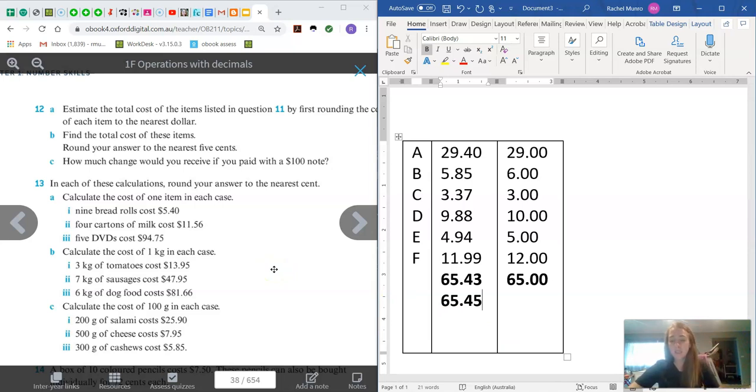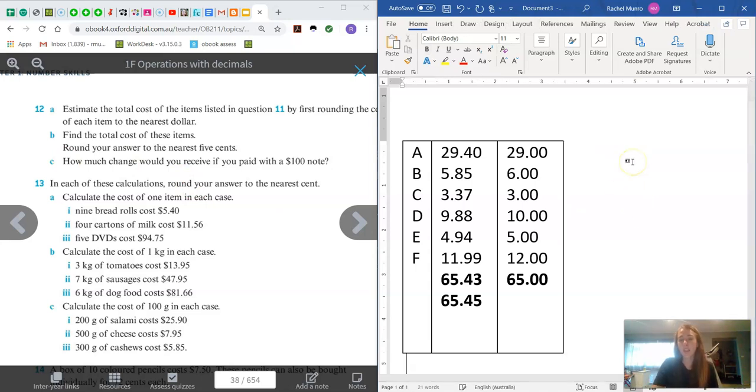Okay, the next part is question C. So how much change would we receive if we paid with a $100 note? Okay, this is then moving into subtraction. So we've actually worked through a whole list of different operations here. Hopefully you've realized that we're taking our $100 note and we are going to take away the $65.45 that we have spent, and we're going to see how much change we're going to get back.